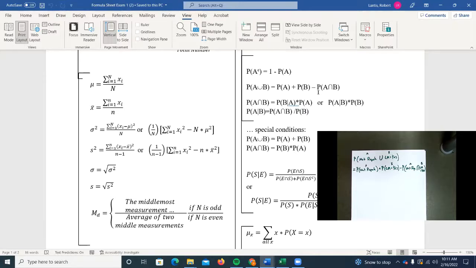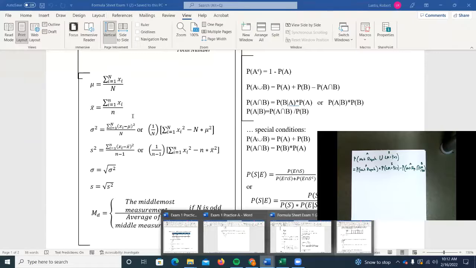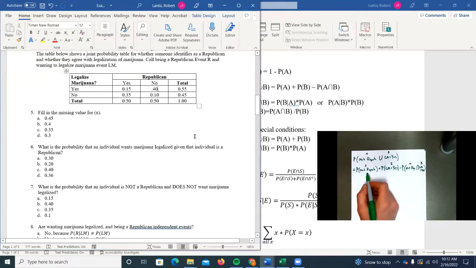Yeah, I've seen some people nod their heads. This is kind of small, but I wanted to show you that formula here. From there, I go to my contingency table. Well, what's the probability someone's not Republican? So no for Republican, that probability is just 0.5. What's the probability they want marijuana legalized?